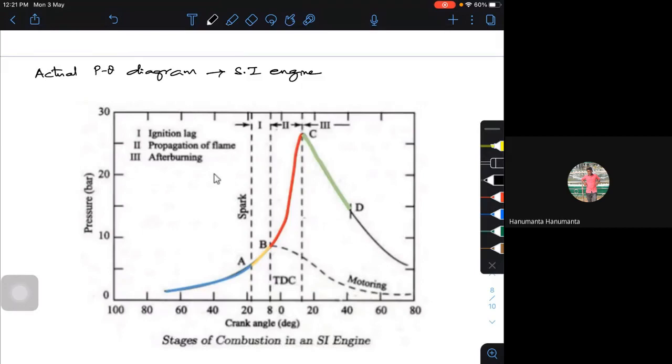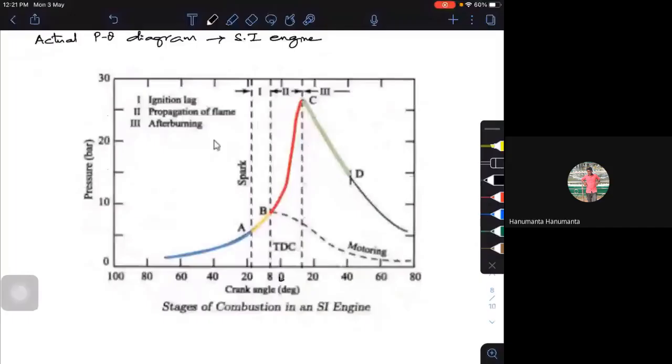So I have the 0, 0 represents the TDC. If I try to look at it, this is my 0. So 0 represents the top dead center of this particular engine. This is where I have my top dead center. I'm trying to show a few angles before TDC and a few angles after TDC. This is just sufficient for me to explain what happens in a combustion process in an SI engine.